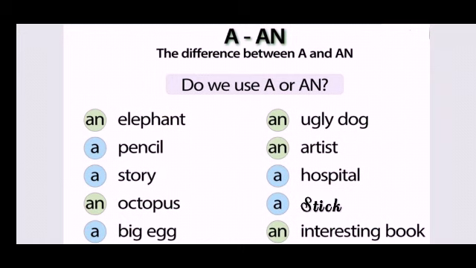Read once again. An elephant. A pencil. A story. An octopus. A big egg. An ugly dog. An artist. A hospital. A stick. An interesting book. Did you understand the topic? Hope you understand.